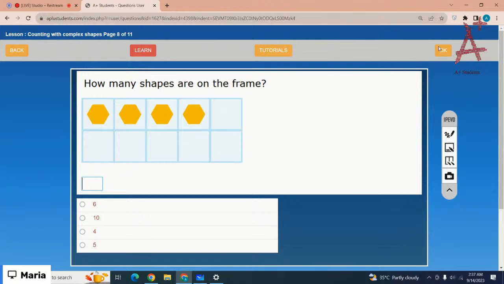How many shapes are on the frame? Which is the correct option? You just have to count, right? So there are only 4 shapes. The correct option is 4.